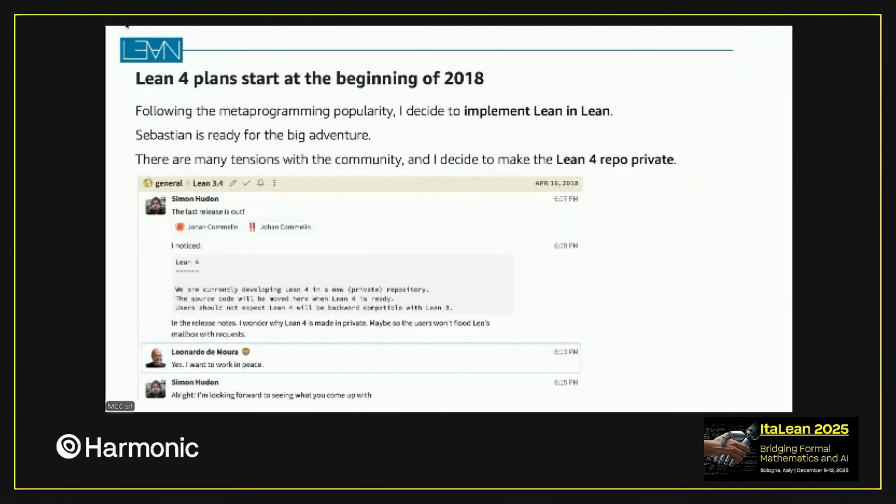Imagine you're trying to prove a theorem, and a bunch of people are telling you, do this, do that, and you have to explain each one of them. No, this is not going to work. I don't want to do that. And sometimes it's a personal choice. People never understood that, but I decided to go private. I have this really short answer when people ask: I want peace. I want to develop Lean in peace.